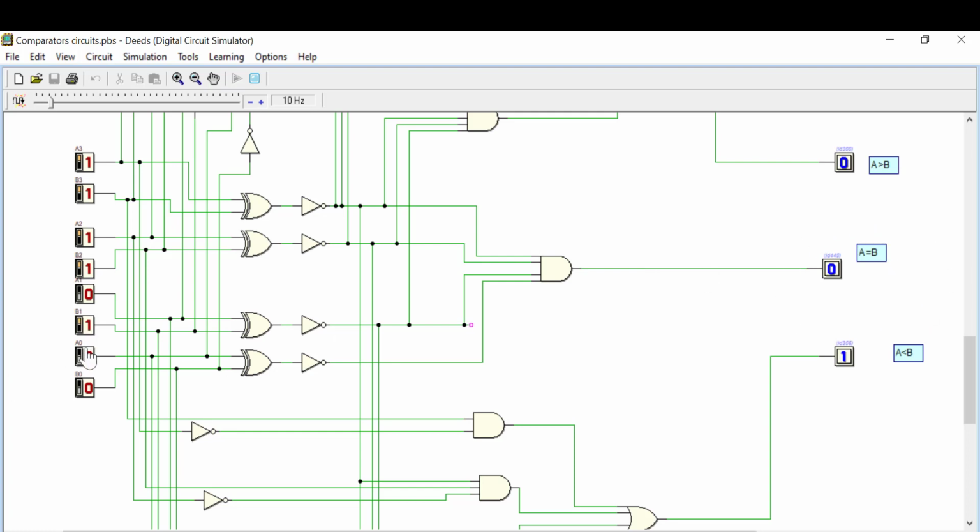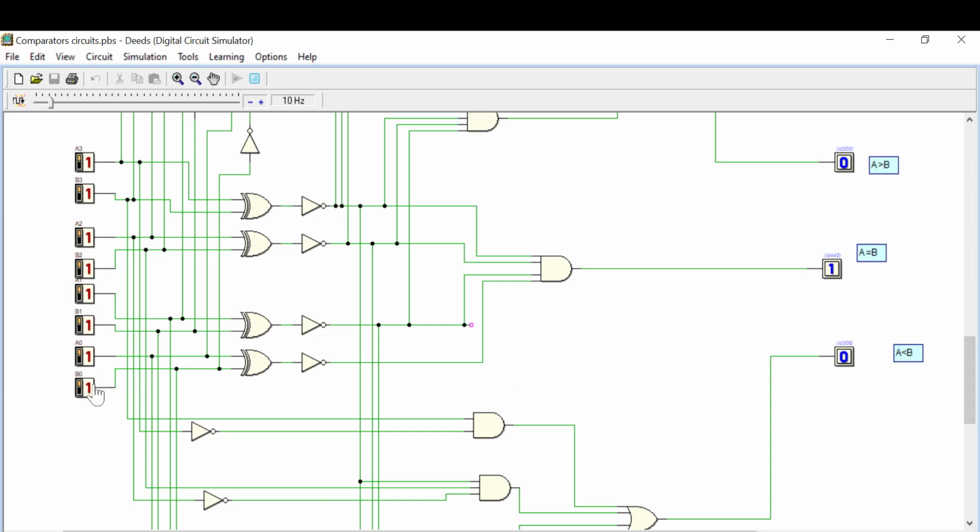Let's make A1 and B1 also 1 1. Still it's showing A equals to B. Let's make this also 1 1. Showing A equals to B. So as long as all the inputs, A3 B3, A2 B2, A1 B1, A0 B0, are equal, you are going to get the output expression A equals to B high.